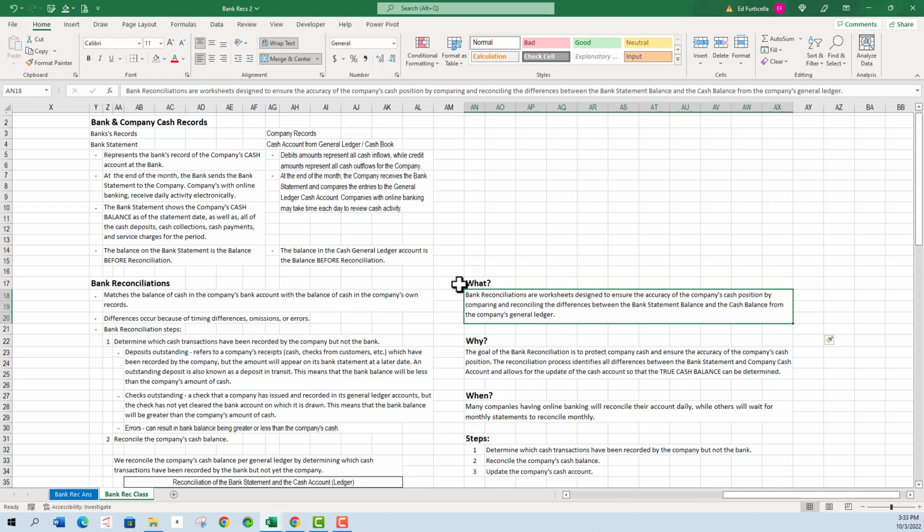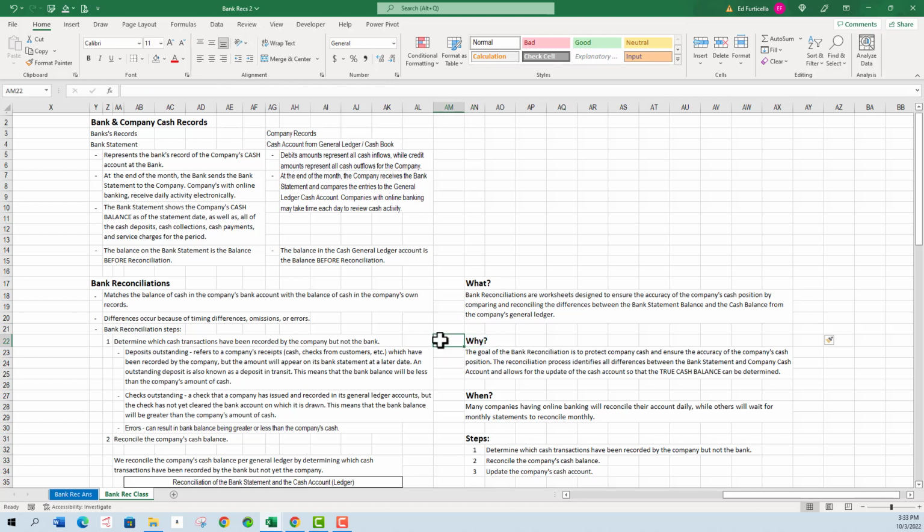Why? Well, the goal of bank reconciliation is to protect company cash and ensure the accuracy of the company's cash position. The reconciliation process identifies all differences between the bank statement and the company cash account and allows for the update of the cash account so that the true cash balance can be determined. When is this done? Many companies have online banking and will reconcile their account daily, while others will wait for monthly statements to do a monthly reconciliation.